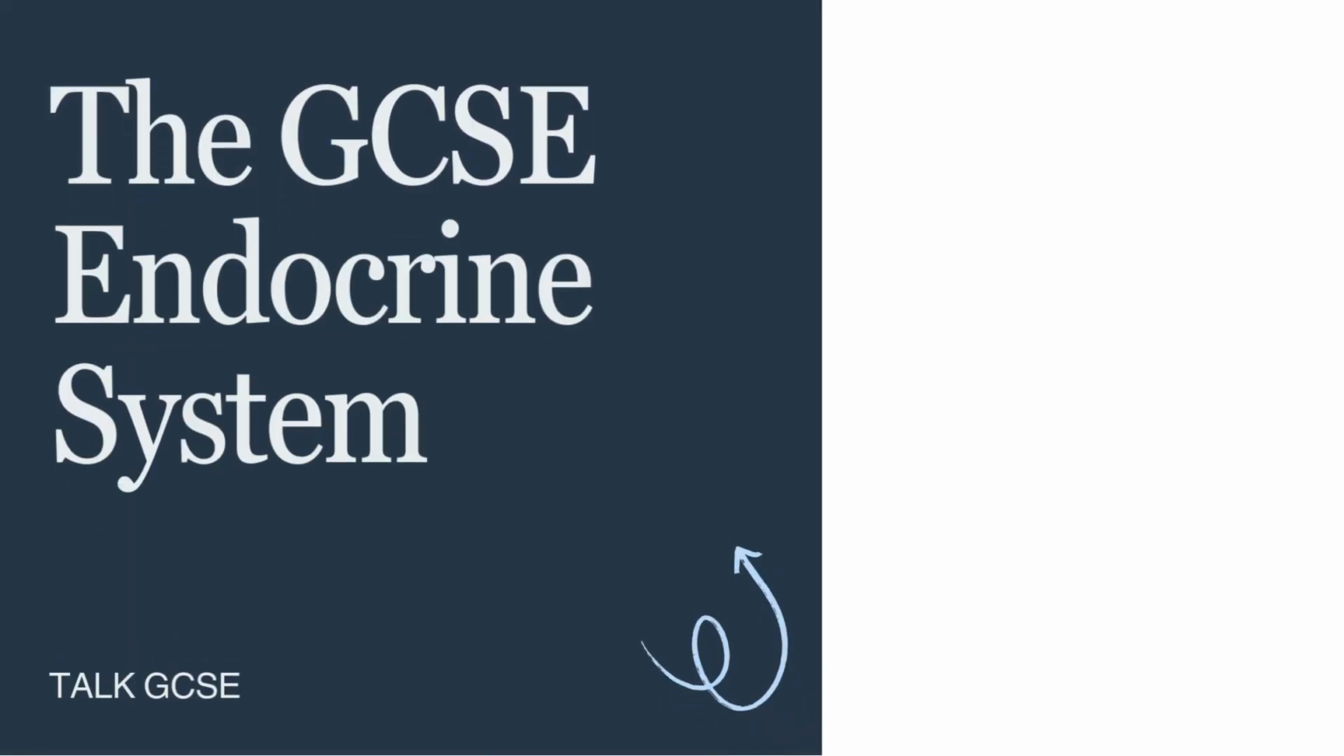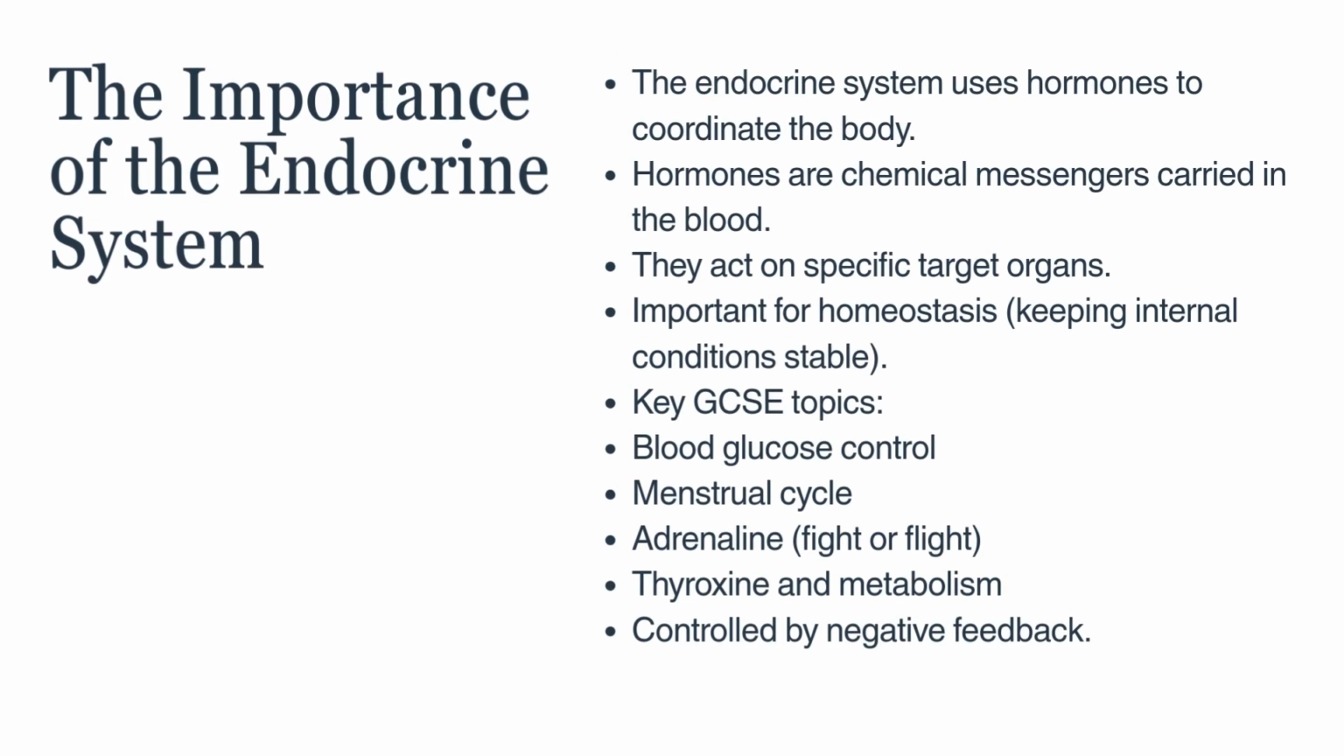Today we're going to look at the endocrine system, a topic that comes up again and again for GCSE Biology, especially in homeostasis and response. Now first of all, what actually is the endocrine system? It's the body's communication system. It uses hormones. Hormones are basically chemical messengers that travel in the blood and target organs.